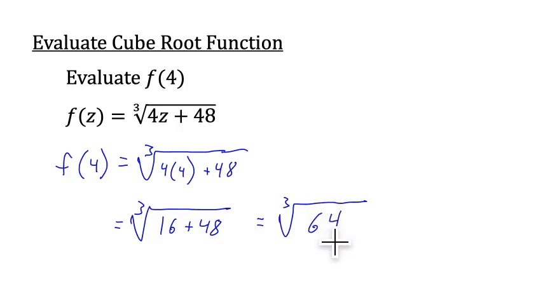And 64 is one of our perfect cube roots. The third root of 64 equals 4, because 4 times 4 times 4 equals 64. So f of 4 in this function f equals 4. So when the input is 4, the output is also 4, coincidentally.